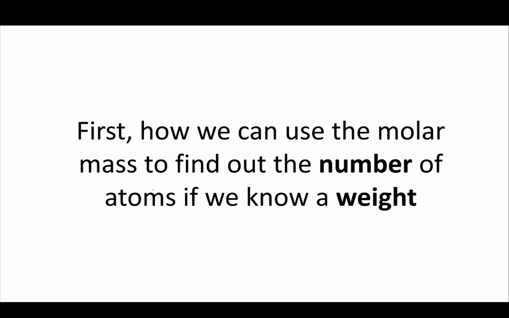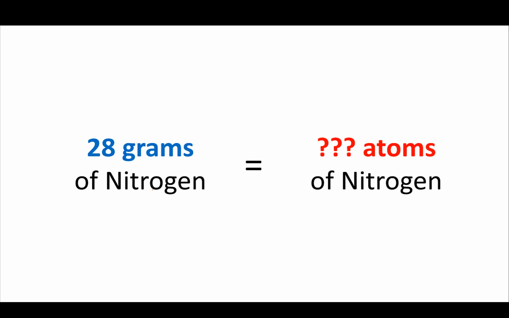I'll show you 2 examples. First, how we can use the molar mass to figure out the number of atoms if we know a weight. So let's say that I use a scale and I measure out 28 grams of nitrogen. How many atoms of nitrogen is that? How could I possibly figure that out? Well, I can't figure it out right here. I have to know how heavy a group of nitrogen is.